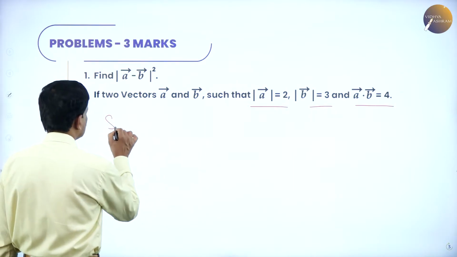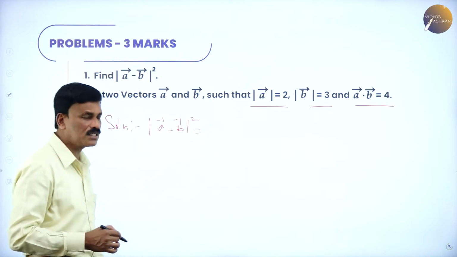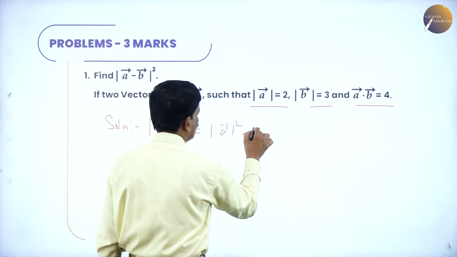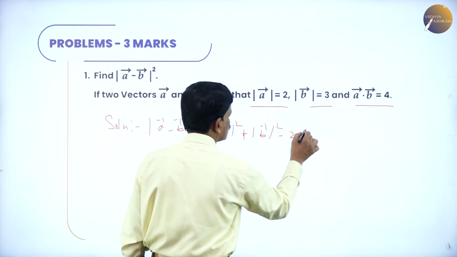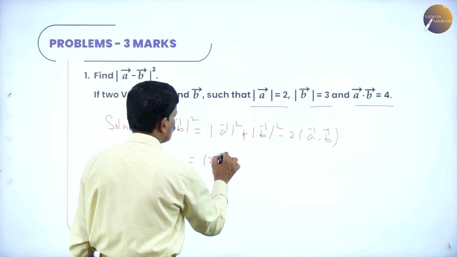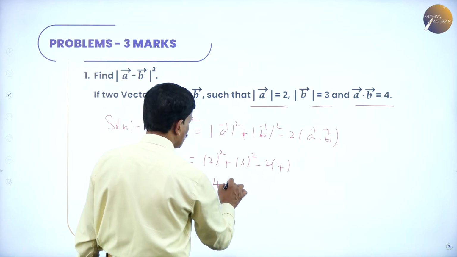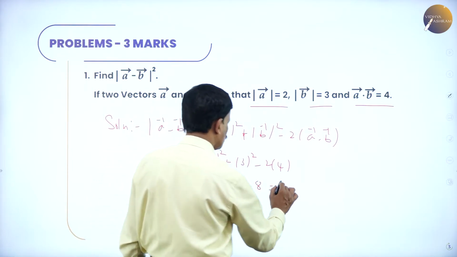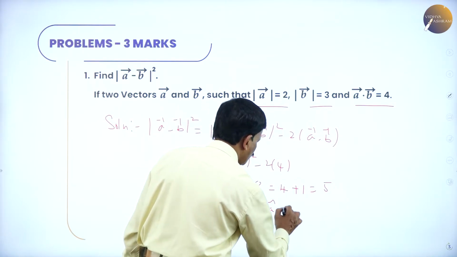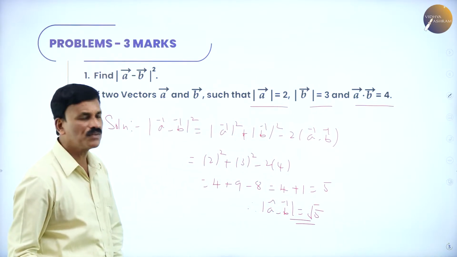Let us write the solution for this. Length of A minus B whole square, straight away you can write the formula: length of A square plus length of B square minus 2 times the vector A dot B. So, this is 2 square plus 3 square minus 2 into 4. So, 4 plus 9 minus 8, which is equal to 4 plus 1. This is 5. Therefore, the magnitude of vector A minus B is equal to root 5 units. That's it.